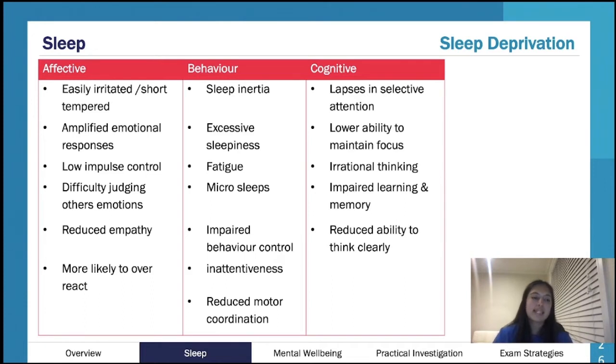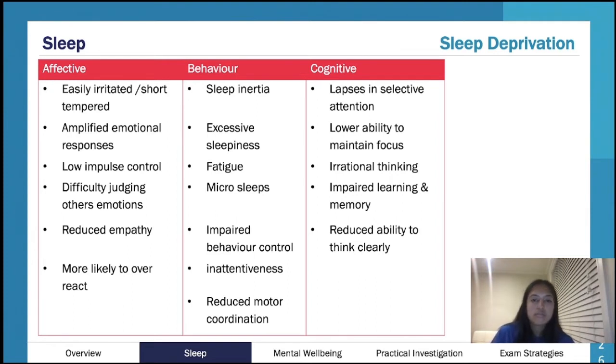Okay, this is a very nice table. I would memorize at least 3 of each for your exam. So 3 affective, 3 behavioral, 3 cognitive. Again, fatigue is listed in the behavior table. I don't really like it. I'd choose something else: reduced motor coordination, micro sleeps, reduced reaction time.